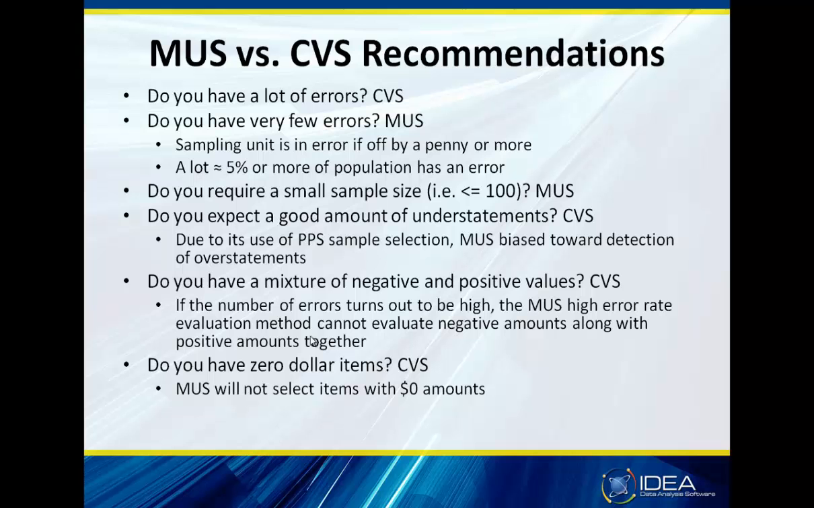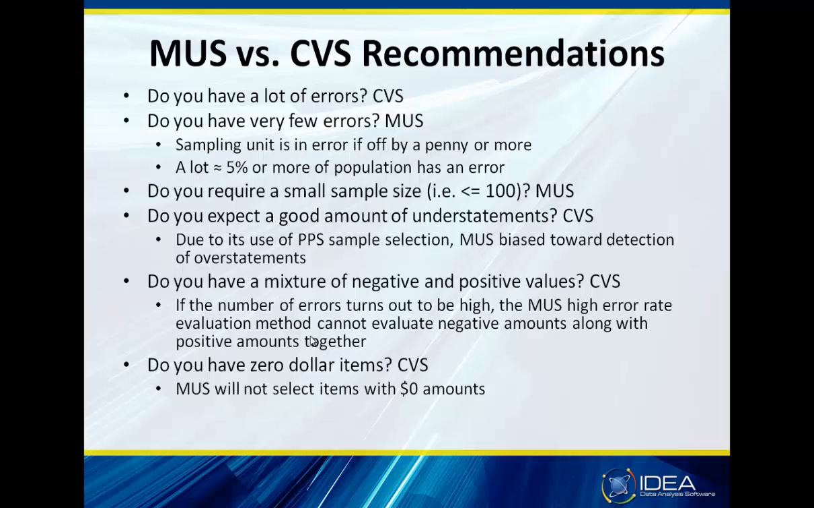A sampling unit, such as an invoice or other such thing, is in error if it is off by a penny or more. In terms of do you have a lot of errors or very few errors, we define a lot to be approximately 5% or more of the population having an error. Now, do you require a small sample size, less than, say, 100? Monetary unit sampling would be the one to use. I find it very difficult many times to create a sample size less than 100 using classical variable sampling.